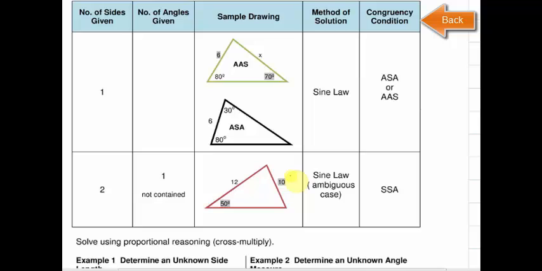Okay, so now we're going to take a look at when you would use the sine law. There are two situations where you would want to use it. One is when you are given two angles and one opposing side.